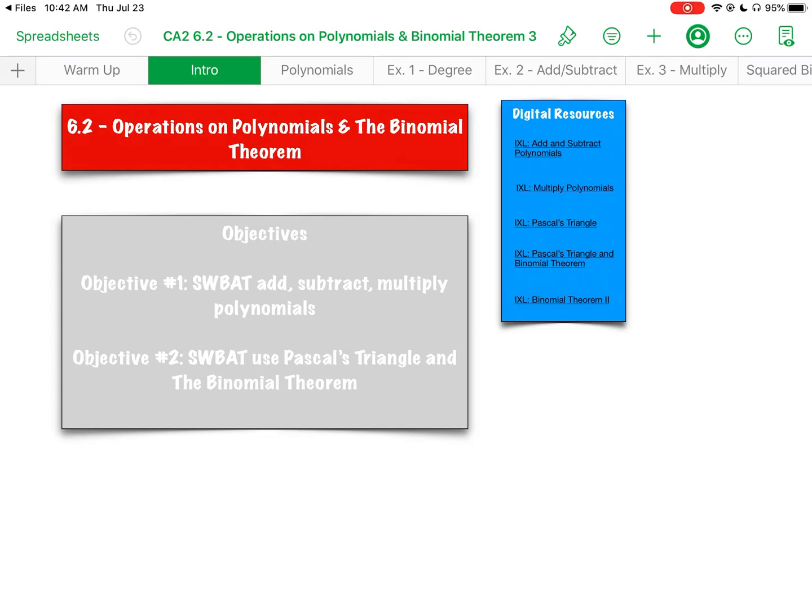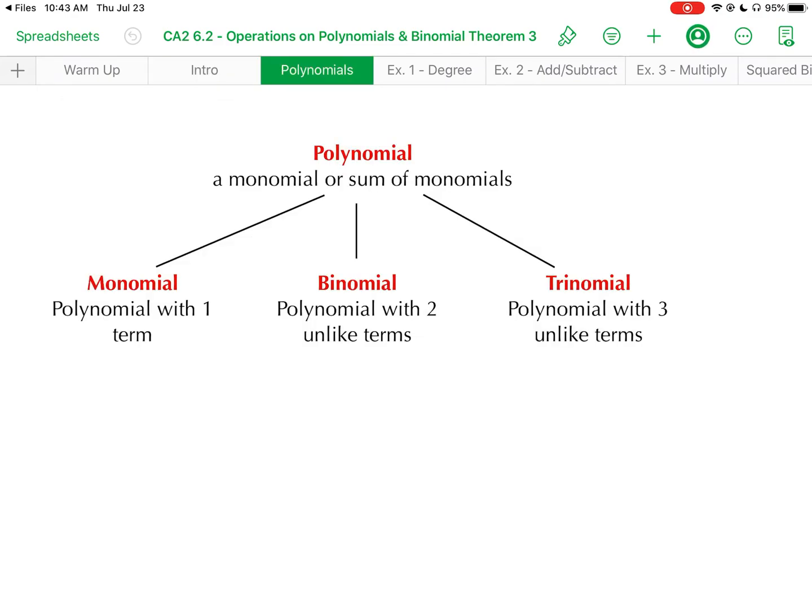All right, moving into 6.2, and here we're going to introduce what a polynomial is and how to perform some operations on polynomials. And then in a second video, I'm going to talk about what's known as the binomial theorem. Okay, so a polynomial is defined to be a monomial or a sum of monomials.